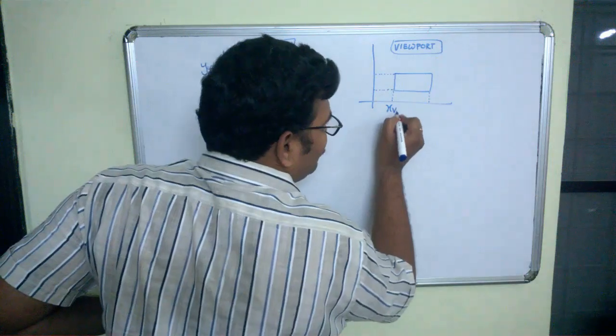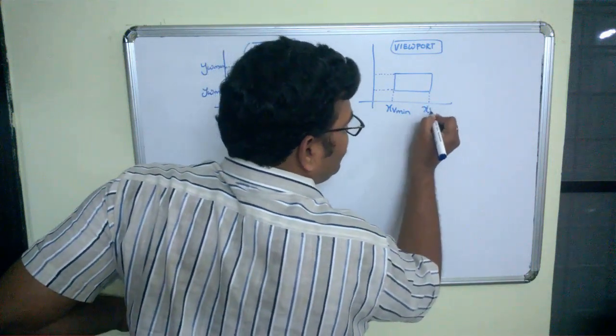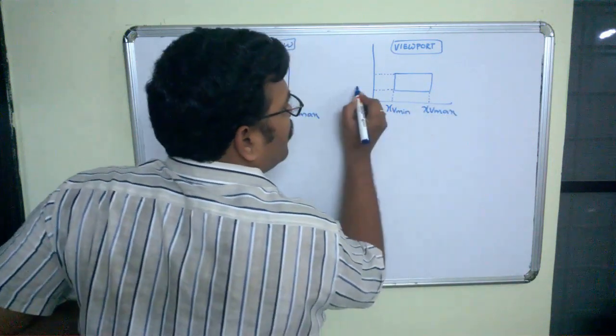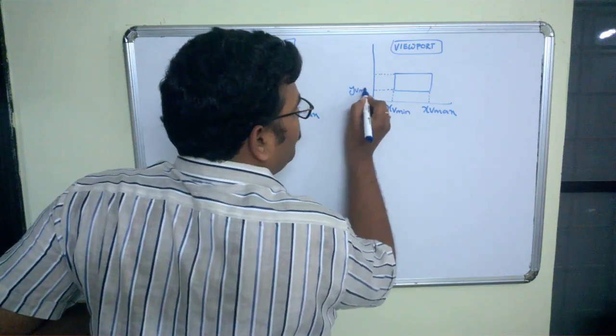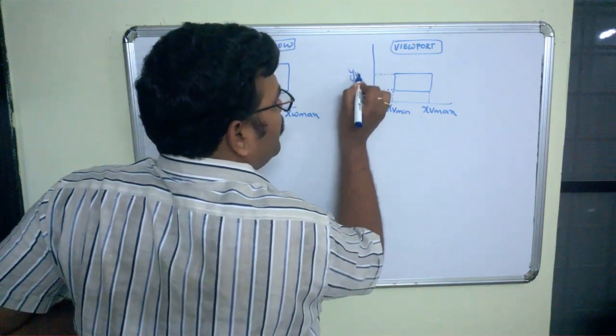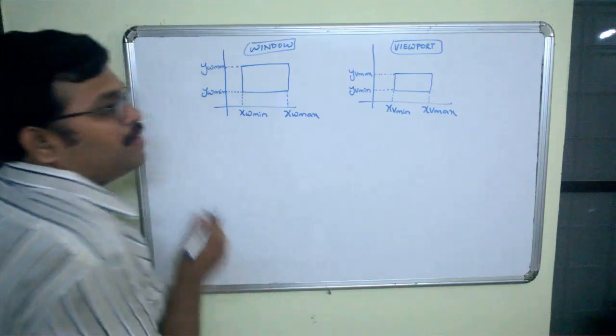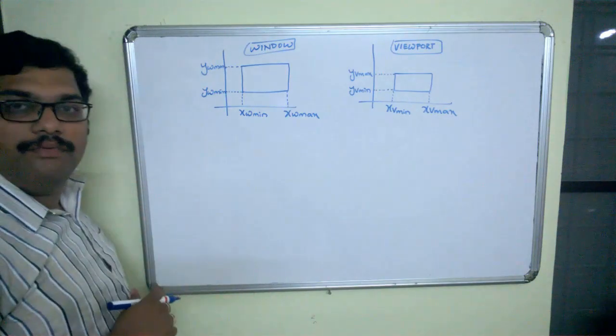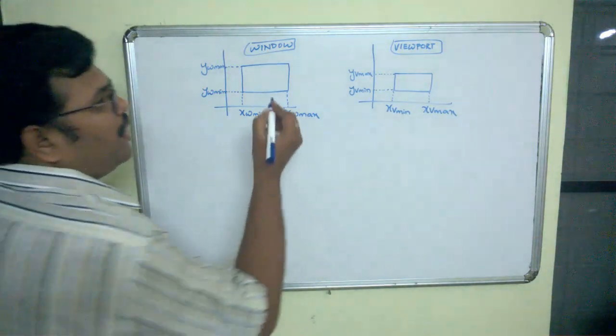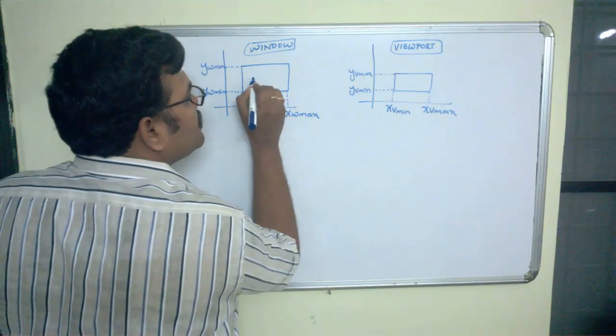So this is xv minimum, xv maximum, yv minimum, yv maximum. So these are the boundaries for a viewport.